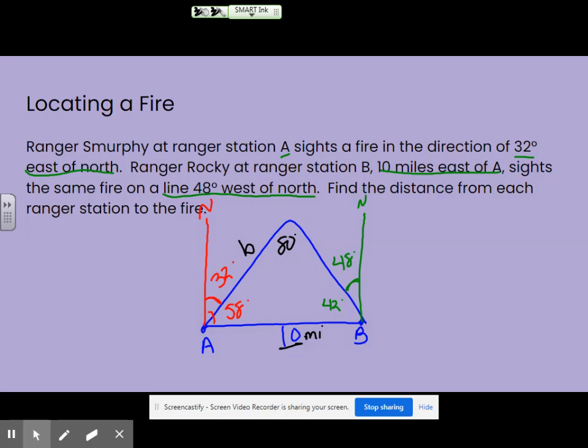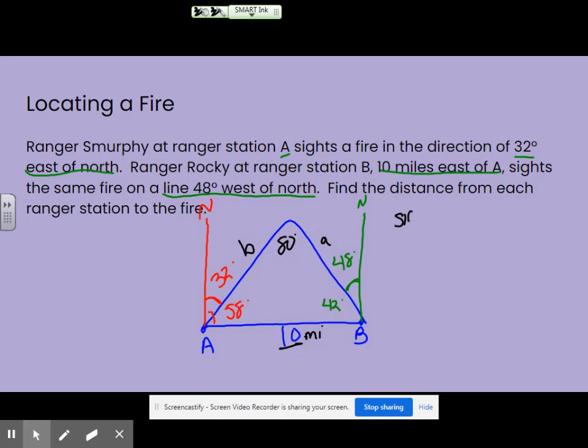What am I looking for from here? The 2 side lengths of our triangle, side A, side B, because I want to figure out who is closer. I'll help you set up and let you know. So I'll start with figuring out side A.